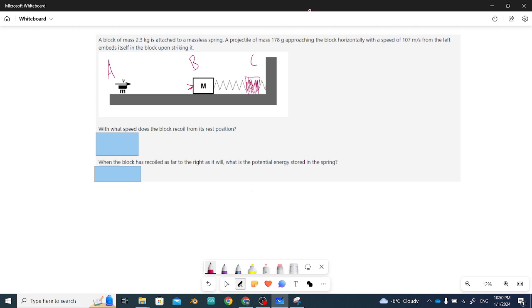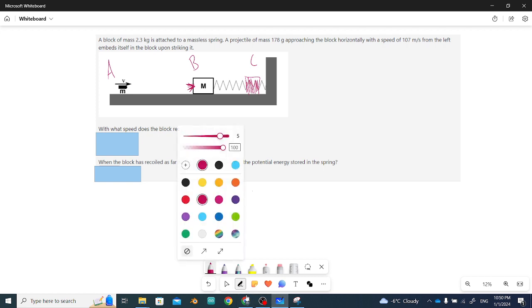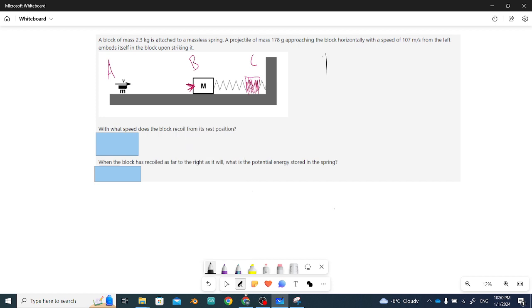So, with what speed does the block recoil from its rest position? What this means is what is the speed of everything at point B, because the bullet is going to embed itself. So, what's the speed of everything at point B? Let's tackle that. We're going to start with the linear momentum formula, conservation of linear momentum. Initial momentum is equal to final momentum.